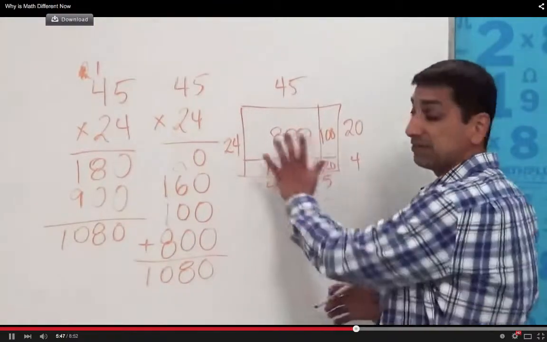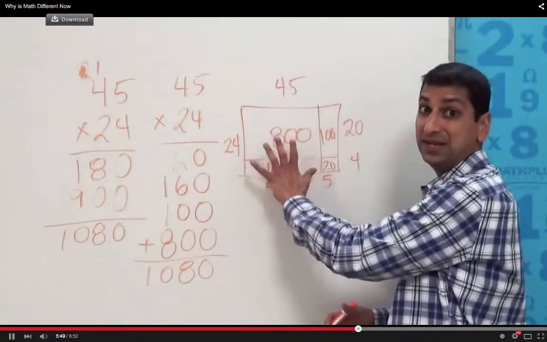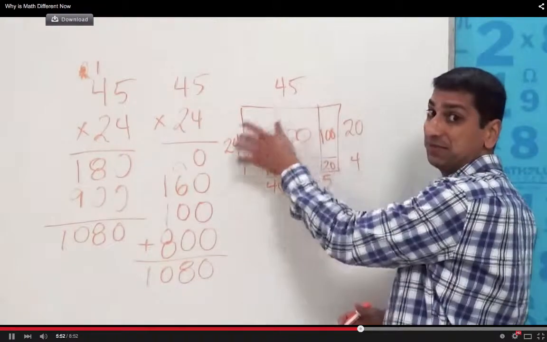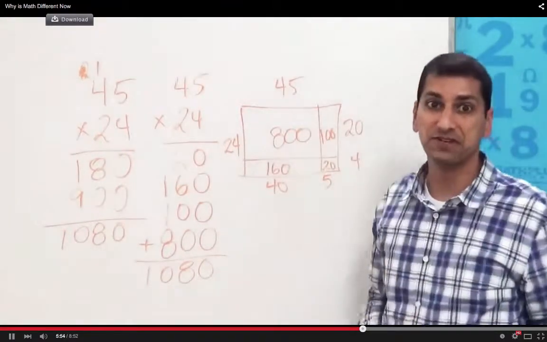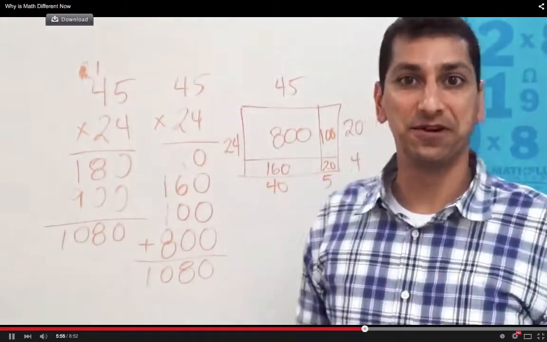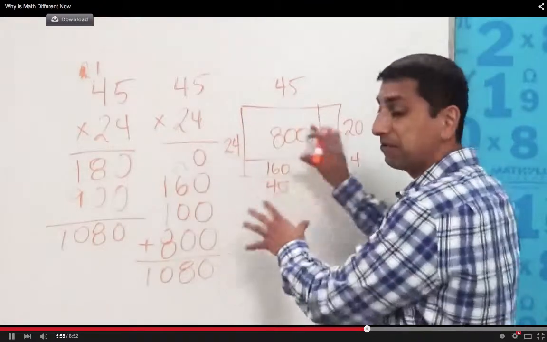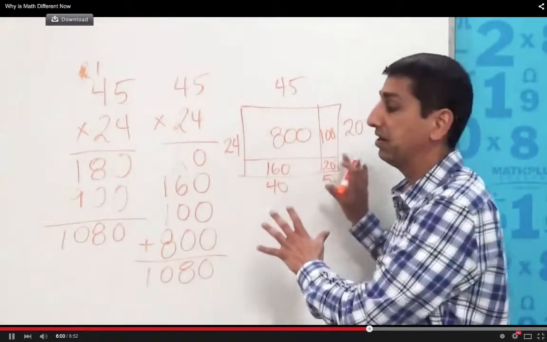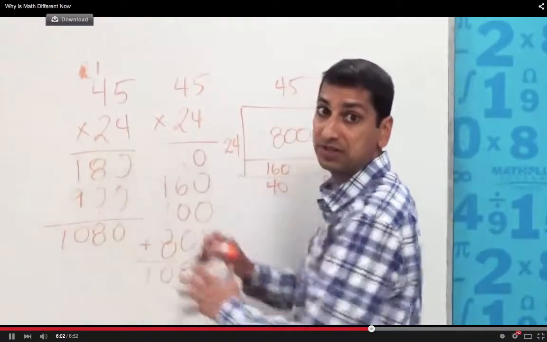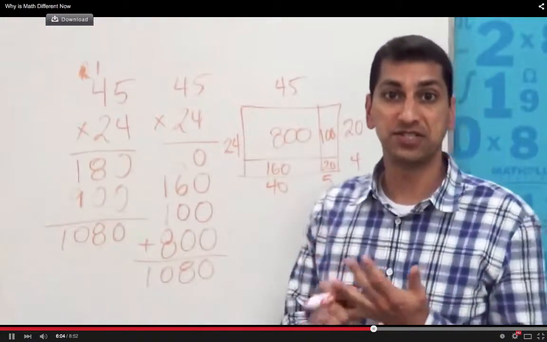And it turns out that this picture becomes really handy when we get to algebra, because we can replace these with variables and still be able to figure things out. But that's probably an aside for another time. But now I have different ways of conceptualizing what's going on before I get to the standard algorithm. Okay? This helps kids understand.